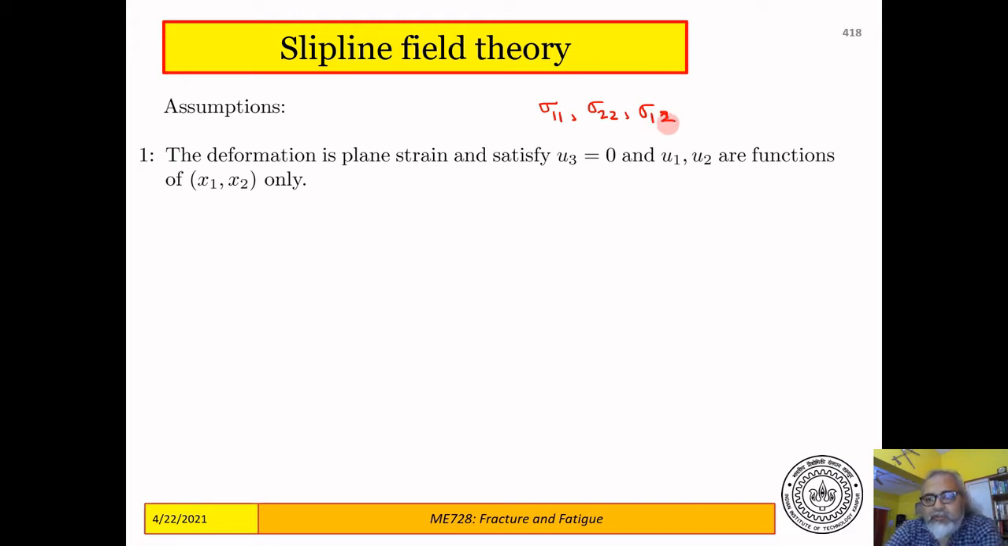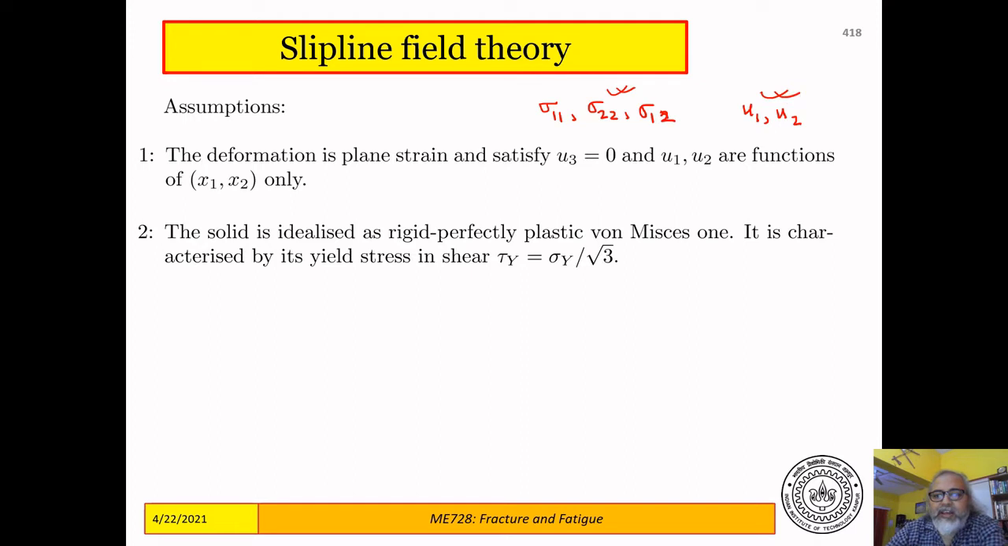So sigma 1 1, sigma 2 2, sigma 1 2 are the stresses that we are going to look at. The displacements that we are going to look at are u1 and u2, and each of these things are functions of x1 and x2 only. So that is the first assumption. One follows from the other. The assumption about the stresses follows from the assumption about the displacements.